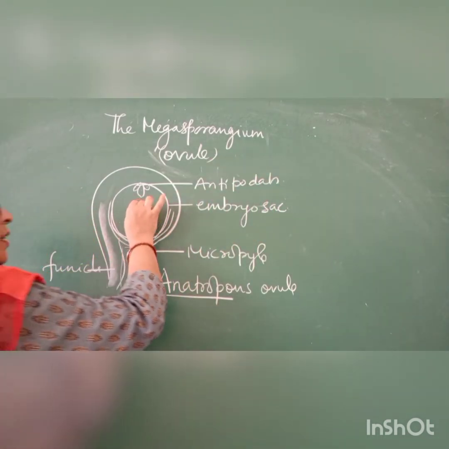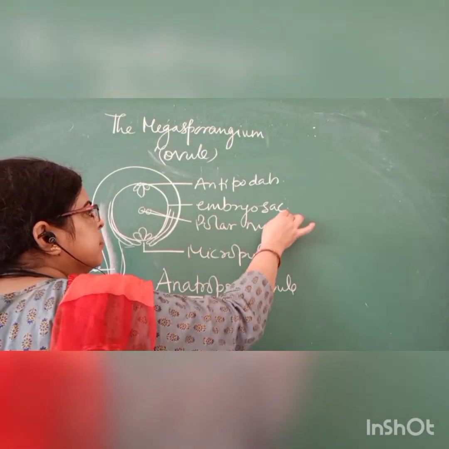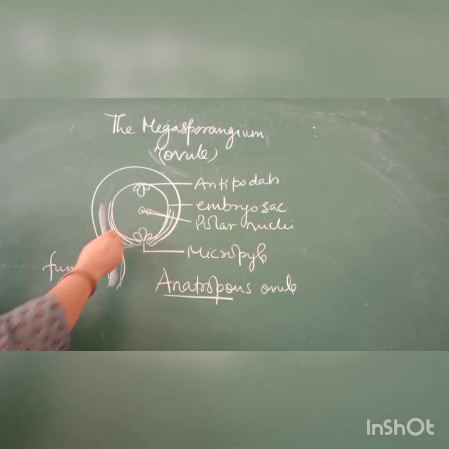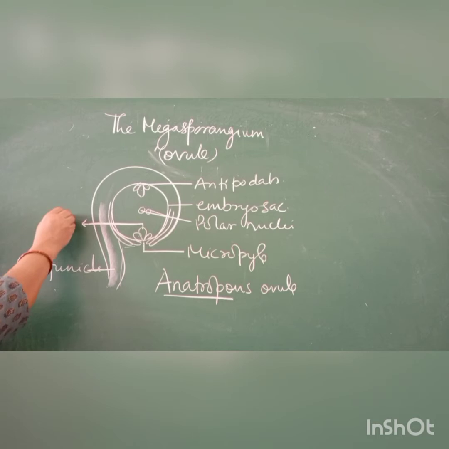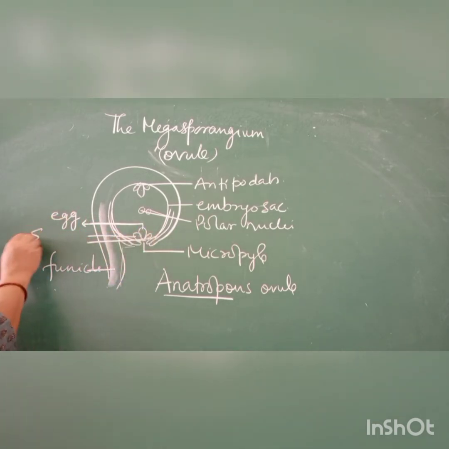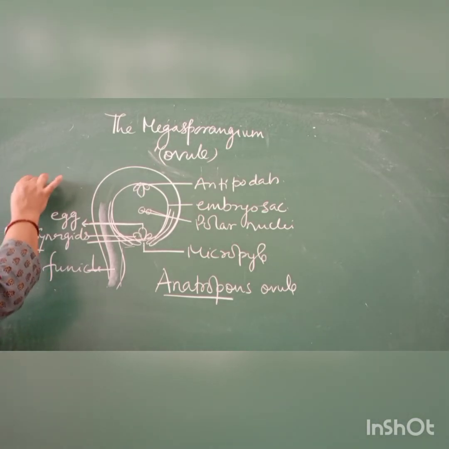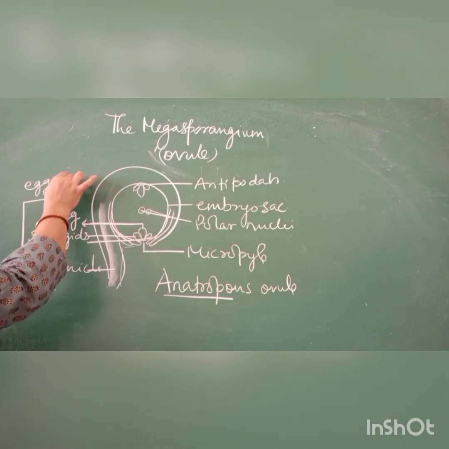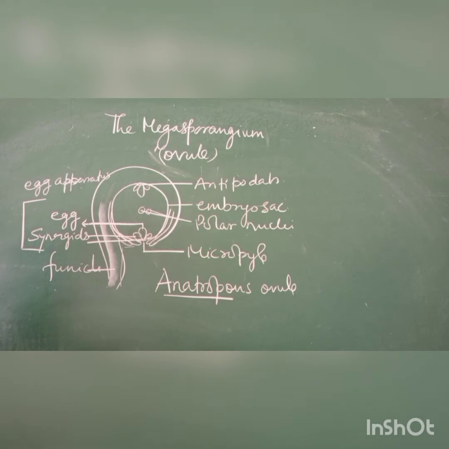Centrally, it has the 2 polar nuclei, and here you can observe in the middle there is the presence of the egg. And this is surrounded by the 2 synergids. So this particular structure, the egg and synergids together, is called what? Egg apparatus. Okay, this is called the egg apparatus.